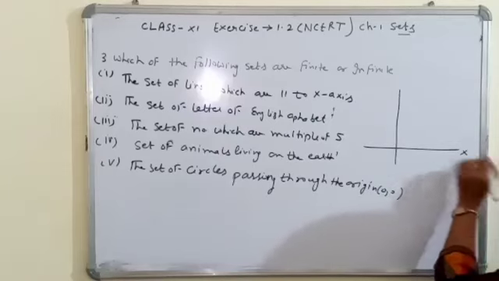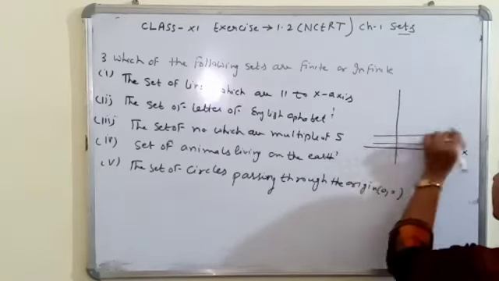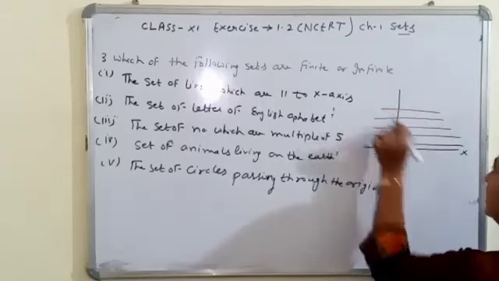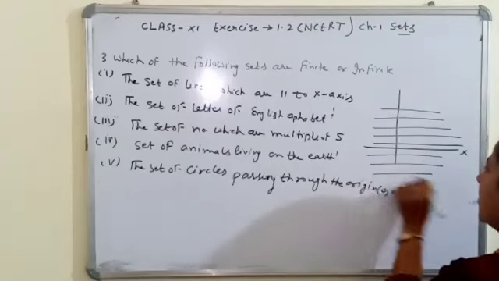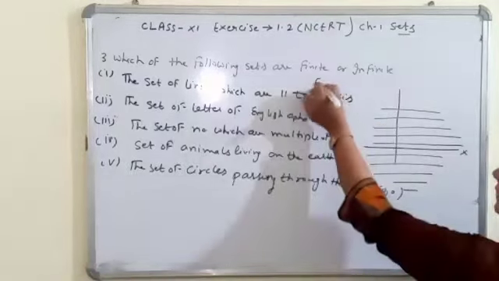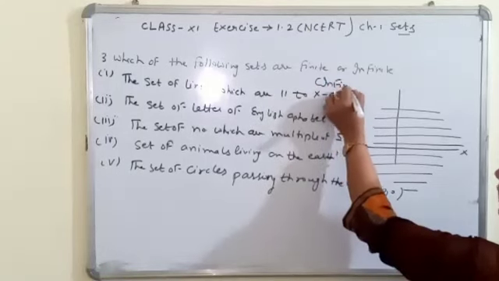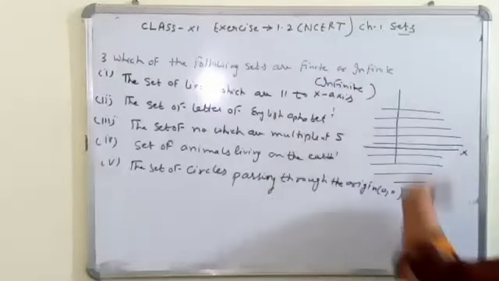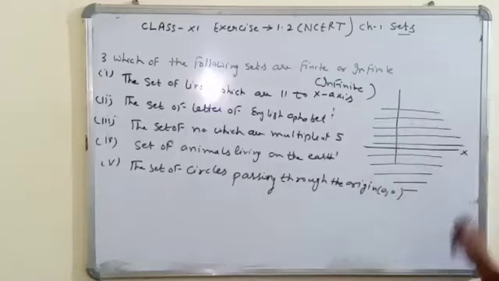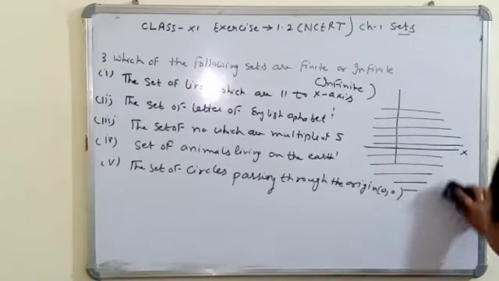This is the x-axis, so we can draw n number of lines which are parallel to the x-axis. So the first one is an infinite set. We can draw n number of lines parallel to the x-axis. So this is an example of an infinite set.